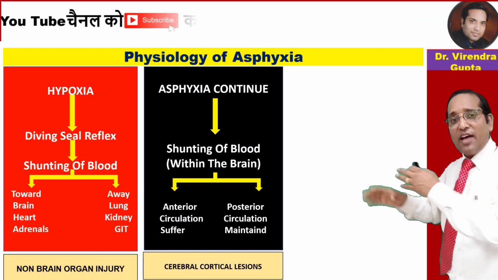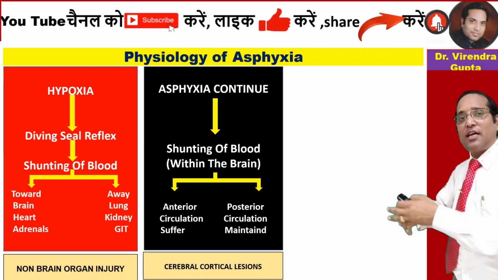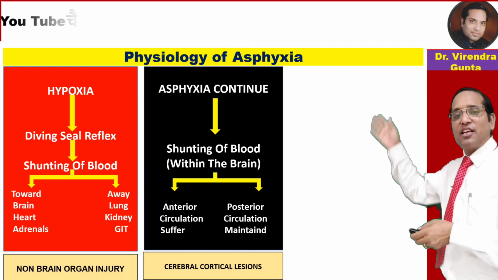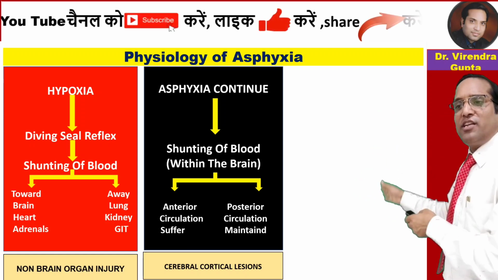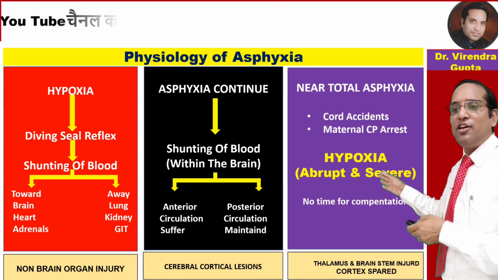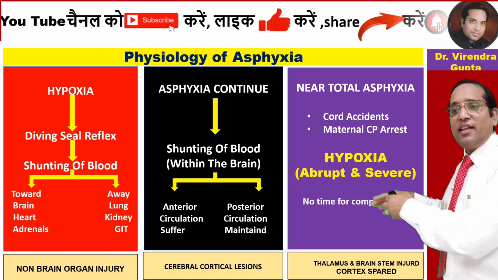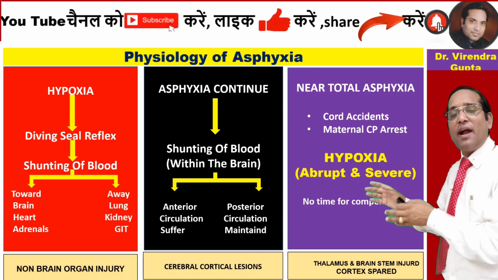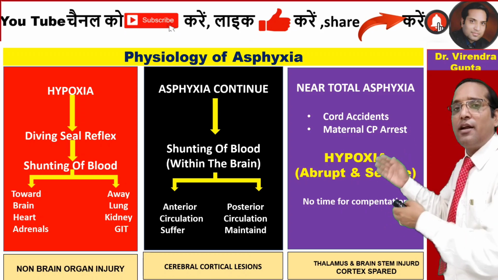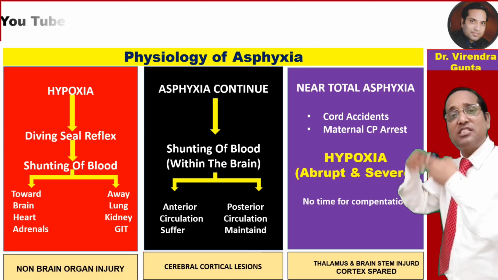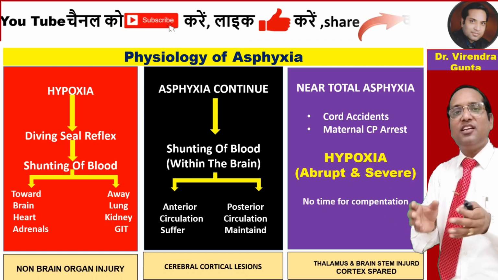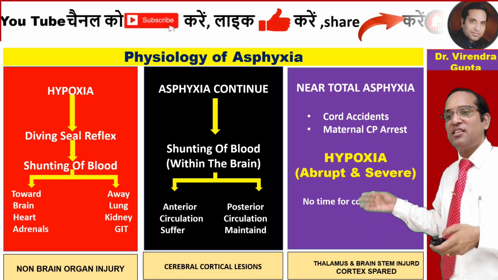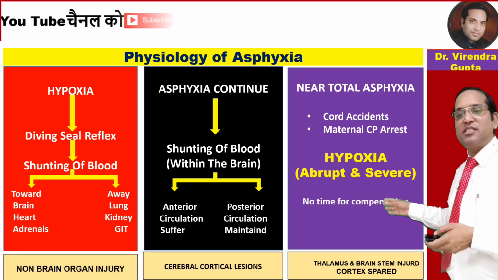And if the asphyxia continues, with this shunting of blood within the brain, the anterior circulation suffers while the posterior circulation is maintained, which leads to cerebral cortical lesion. Near total asphyxia occurs due to cord accidents or arrested maternal cerebral perfusion, abrupt hypoxia, or severe hypoxia.